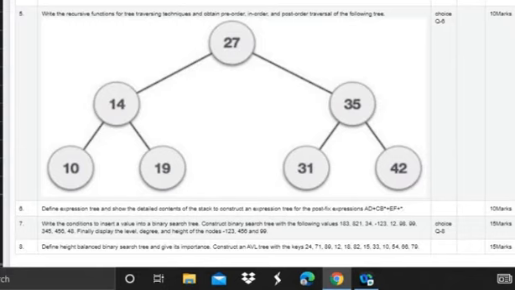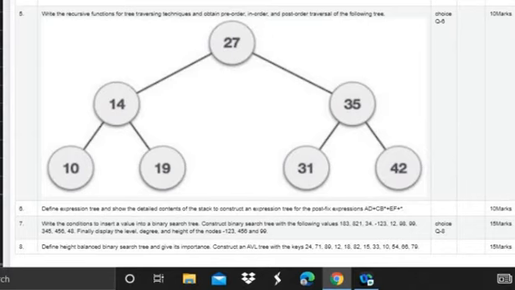Question 7. Write the conditions to insert a value into a binary search tree. Construct a binary search tree with the following values: 133, 821, 34, 123, 12, 9, 8, 9, 9, 3, 4, 5, 4, 5, 6, 4, 8. Finally, display the level, degree and height of the nodes. Minus 1, 2, 3, 4, 5, 6 and 9, 9. So it is minus 1, 2, 3, not 1, 2, 3.